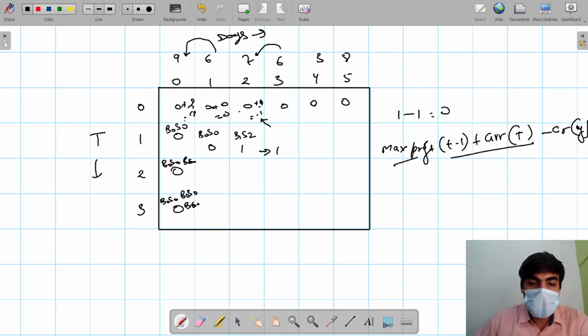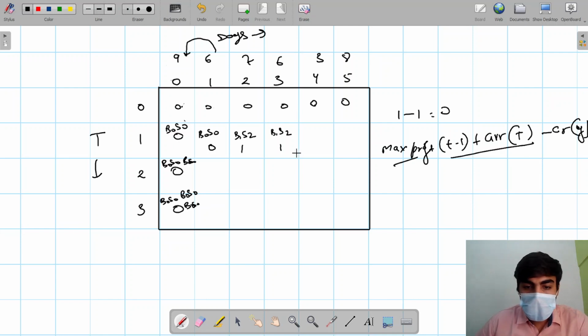So which one is better? Out of these, 1 is better. So we are writing 1 here. I am removing these and writing 1 here. So 1 is better for us. We are writing 1 here. Okay, now move to that point.